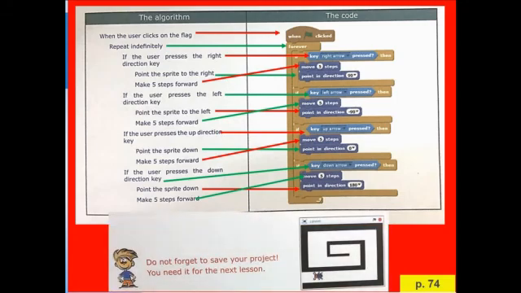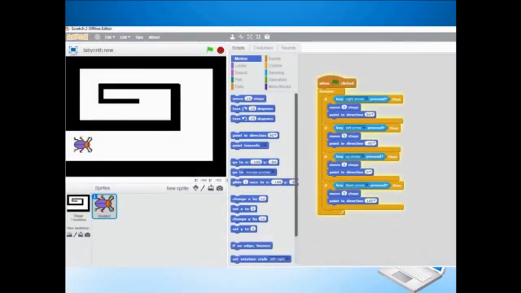By the way, do not forget, after making your labyrinth game, to save it because you will need it for the next lesson. And here's the example of the labyrinth game. So after building the script on the screen, you can test if it is working or not by pressing the right, left, up, and down arrow keys on your keyboard. And I want you to try it at home using your Scratch application, okay? And I'm pretty sure you will really enjoy this labyrinth game.